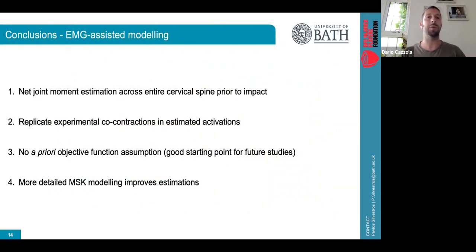To conclude, I would like to underline that EMG-assisted modeling should be the way forward when you want to estimate neck or spinal muscle activation, especially during impact events. And there are 4 main reasons why we believe so. The first one is related to the very good net joint moment estimation across the entire cervical spine. Second, and most importantly, the ability to replicate experimental co-contraction in the estimated activation. Third, using EMG-assisted approaches, you are not using any a priori objective function. And 4, we're also showing that more detailed MSK modeling could really improve your estimation.